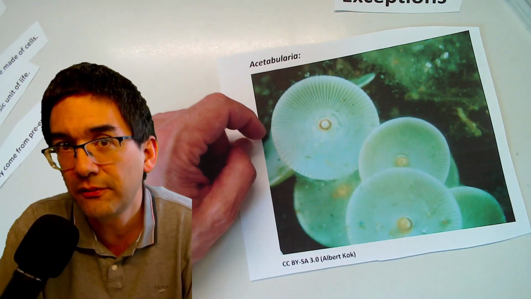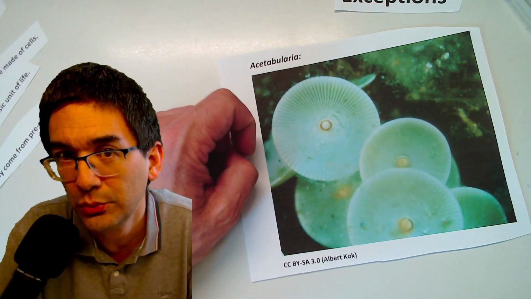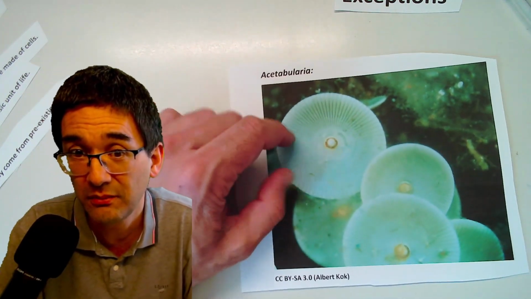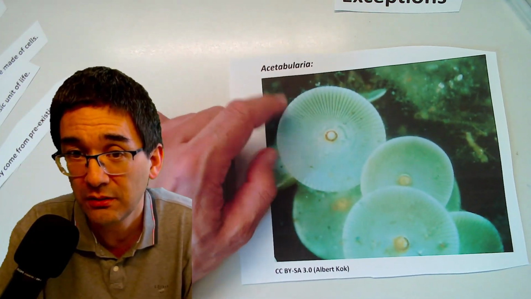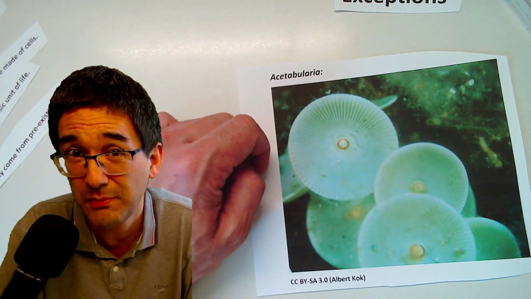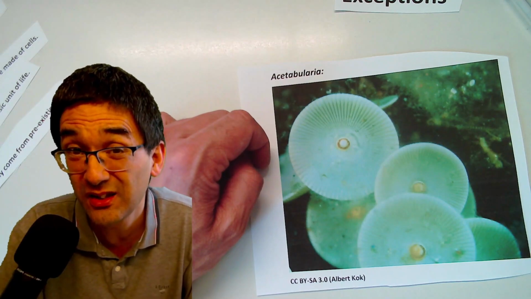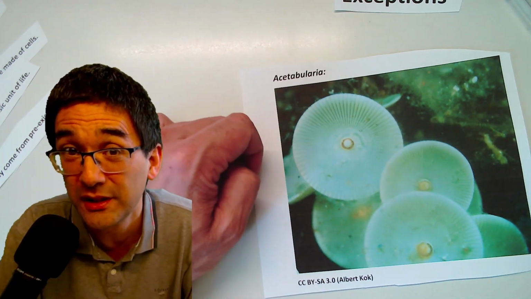How many cells did they find? They found one single nucleus. One nucleus. Normally, it's a green algae, you would expect them to be made of many cells. And they found one nucleus. So actually, strictly speaking, it's a single-celled organism.